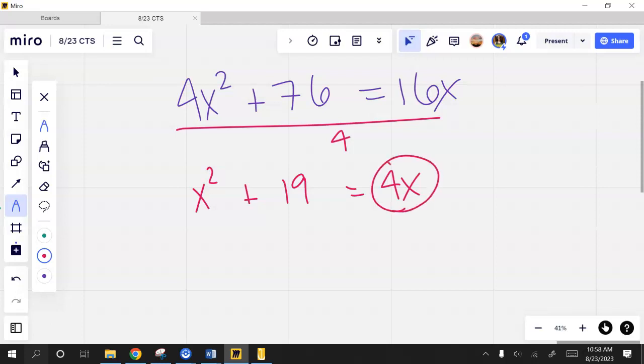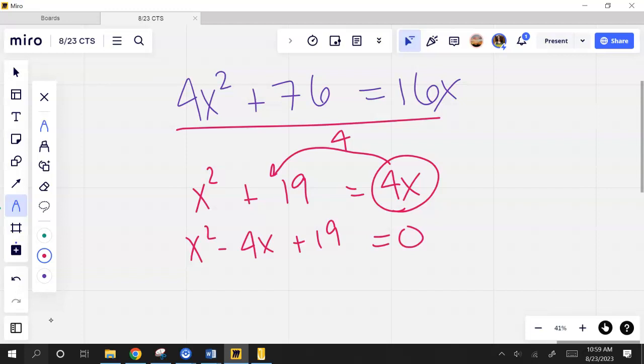Okay. I'm going to move this one over, and when I do, I'm going to move it over to the middle because I need it to be in standard form, right? So x squared minus 4x plus 19 equals 0. Is anybody confused? Did everybody get to this step? Yeah, make sure it's in standard form. You might want to make a note of that. I didn't think about putting that in your notes.